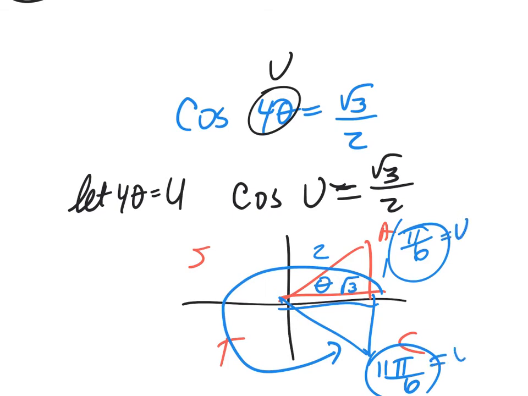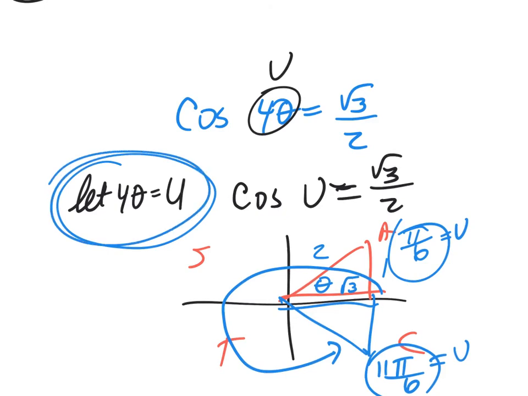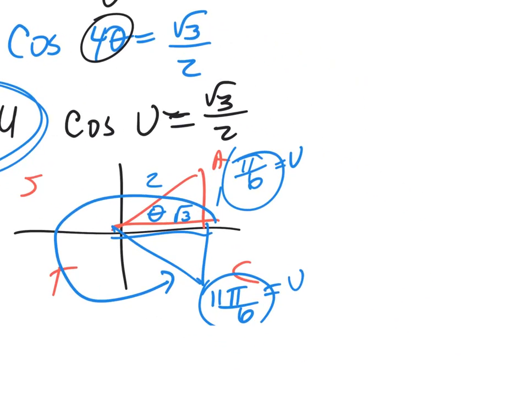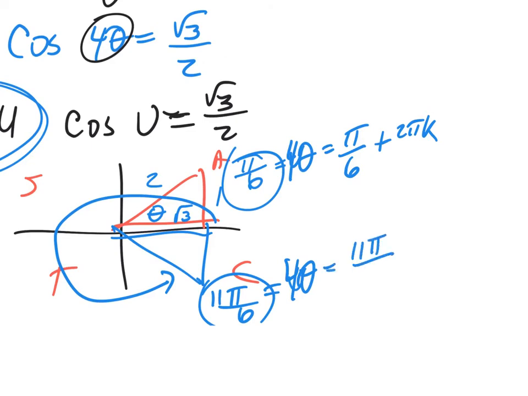As in, you aren't done with the question yet, because remember we said U was going to just stand in for the 4 theta. So now this is actually 4 theta right there. 4 theta and 4 theta. And now I have to fix it. Oh wait, but I never said that there was a limit on this. So that means we have to now add 2 pi k. So 4 theta is equal to pi over 6 plus 2 pi k. And 4 theta is equal to 11 pi over 6 plus 2 pi k.